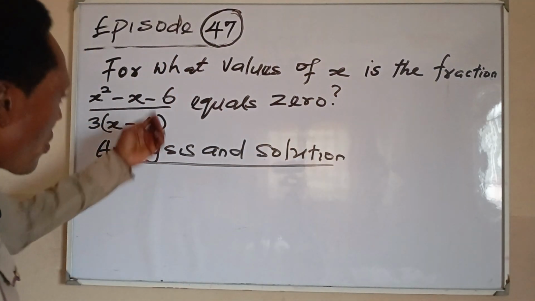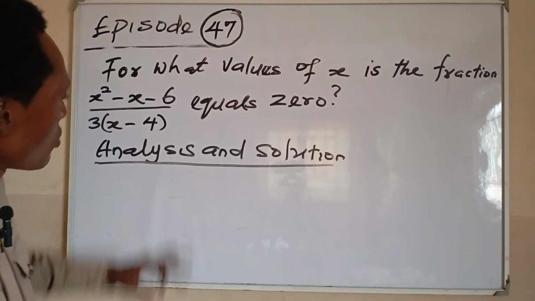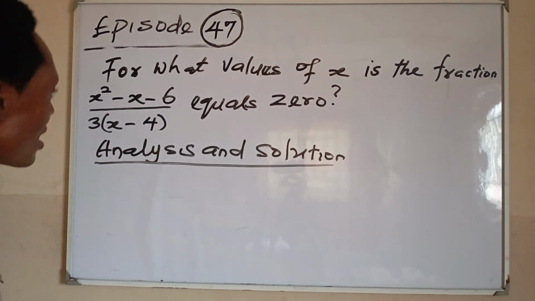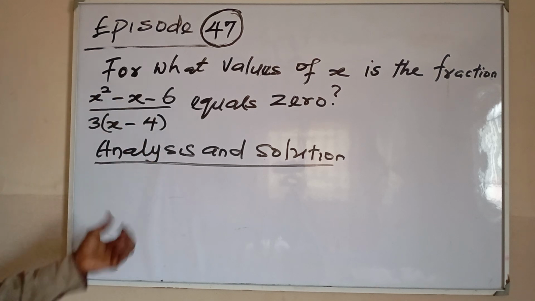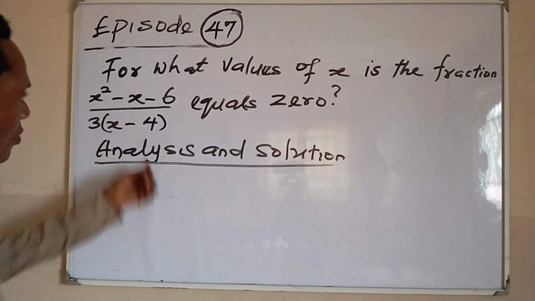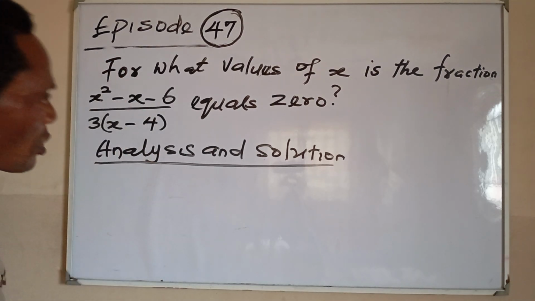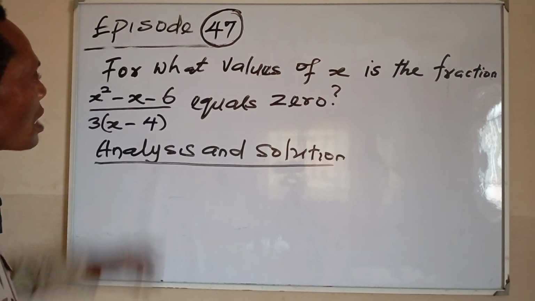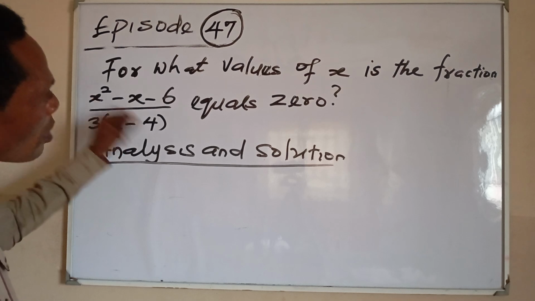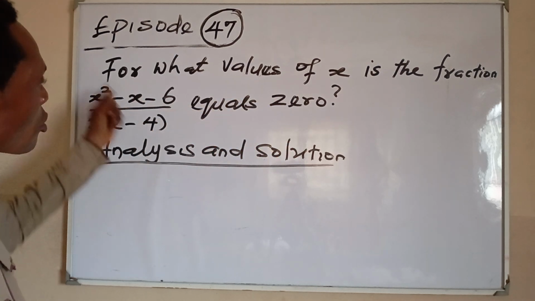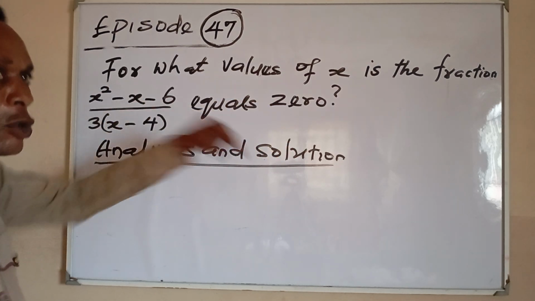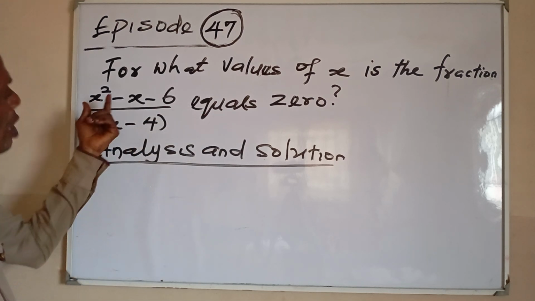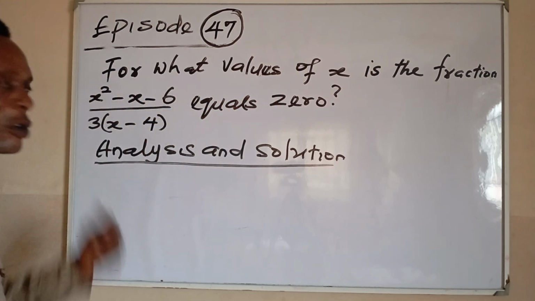Okay, to resolve this kind of problem, you start by saying, let this fraction equal 0. But look, the fraction or the expression can only equal 0 when you equate the numerator to 0. But how will you equate the numerator to 0? What happened to the denominator?